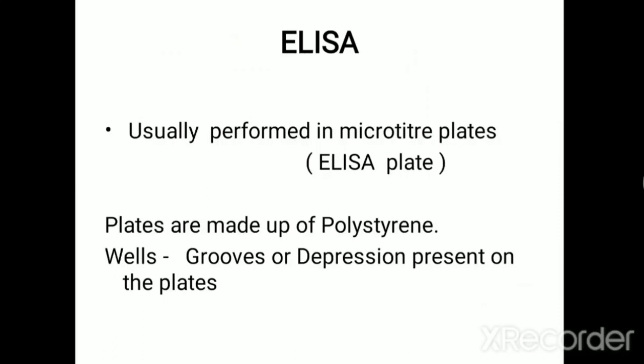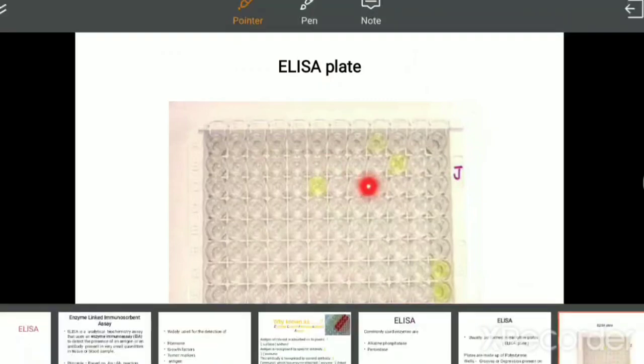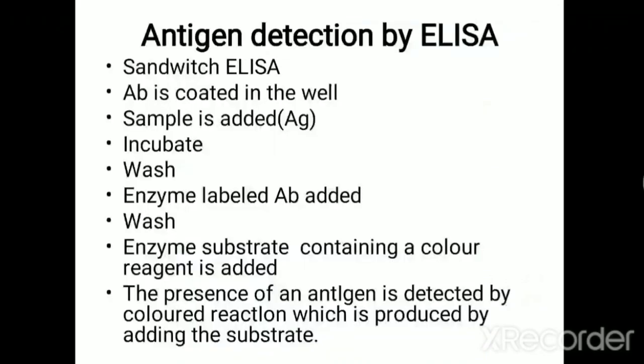This ELISA test is performed in a microtiter plate, and these microtiter plates are known as ELISA plates, and they are made of polystyrene. There are some depressions present in this ELISA plate, around 96 depressions. These are known as wells. So this is the ELISA plate, made of polystyrene, and these depressed regions are known as wells. We can use this ELISA technique for the detection of antigen or for the detection of antibody.